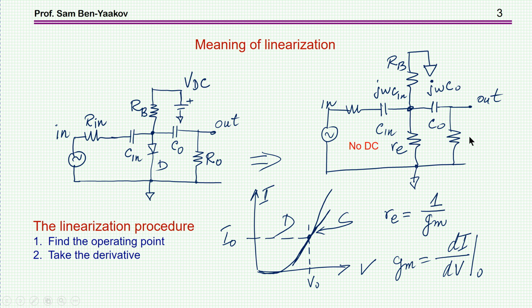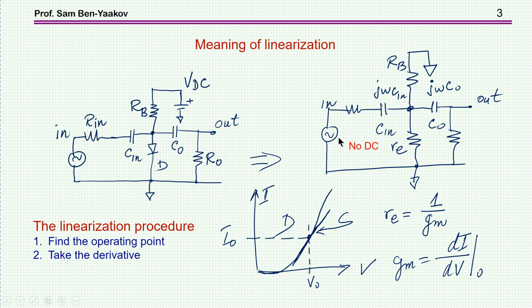This is now a linear circuit, and it can be analyzed by phasor equation. Say the impedance of the capacitor will be 1 over j omega C. And this will be solved by SPICE, and we can get an output which will be of course correct for a certain DC level which has set this RE, this equivalent small signal resistance.